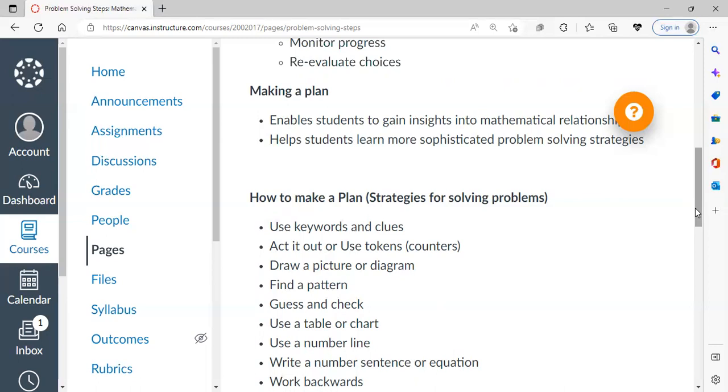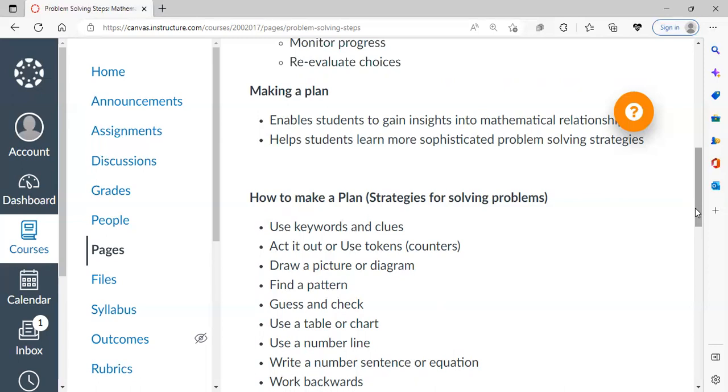Yes, miss. We can also find a pattern. A lot of the problems have patterns there, so we can look for that pattern. We can also guess and check. When we talk about guessing and checking, we're not just making any old guesses. We have to make collective guesses and check them to make sure that the answer is correct, right? We can use tables and charts.